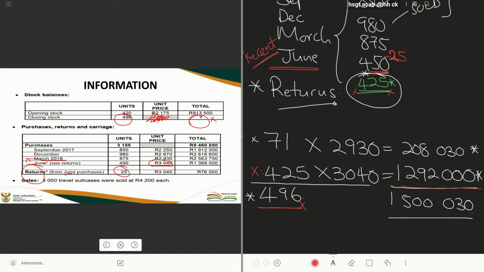So, remember again, bottom up. I look in the next month, which is March. In March, all the other units were sold, but 71 was not sold. So I would say 71 multiplied by the cost per unit, which is 2,930. Once you punch this in your calculator, boys and girls, you get your 208,030. Then you simply add this to the 1,292,000, and it gives you your value of closing stock.